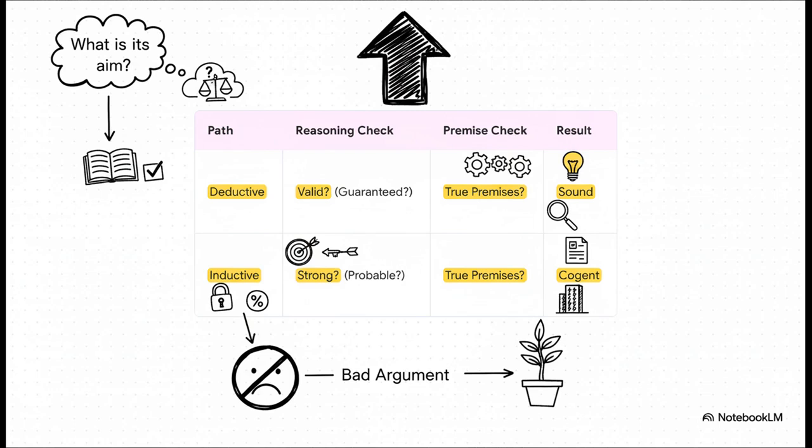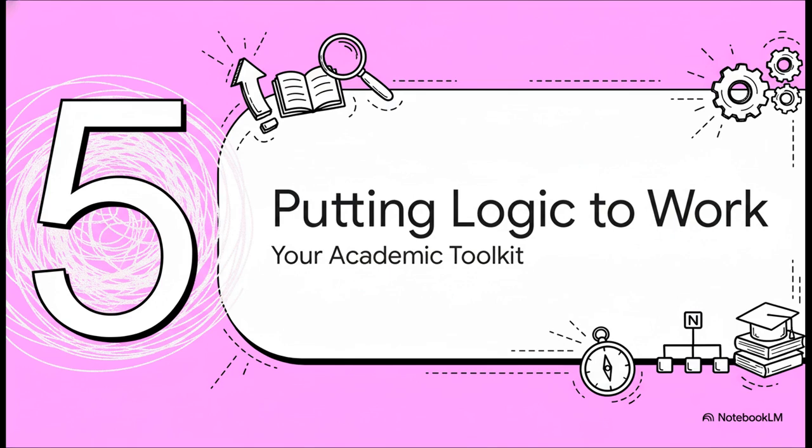Next, you check the logic itself. Is it valid? Is it strong? If it fails right there, you can just stop. It's a bad argument. But if it passes that first test, you move to the final step. Check the facts. Are the premises true? And that will tell you if you've got a sound or a cogent argument on your hands. And look, this isn't just some abstract philosophy lesson. This map is a real, practical toolkit you can start using like today in your academic work.